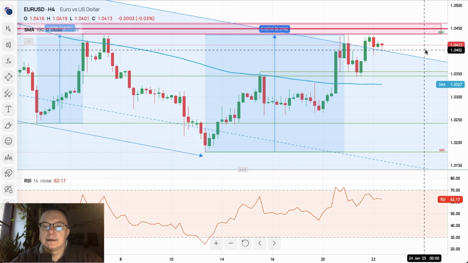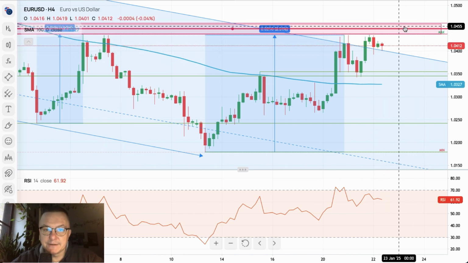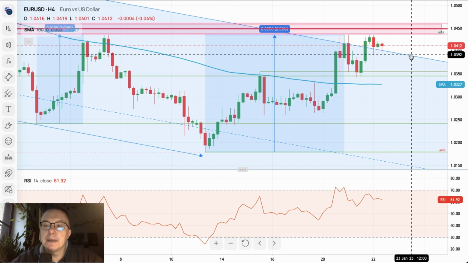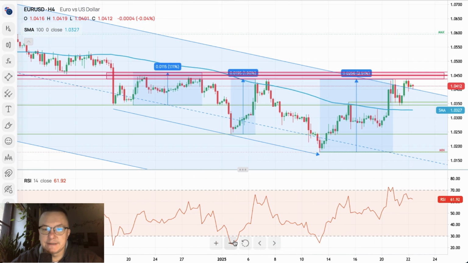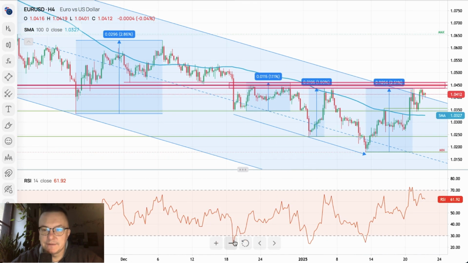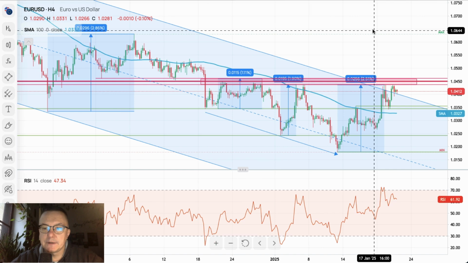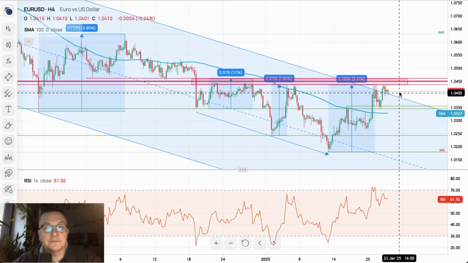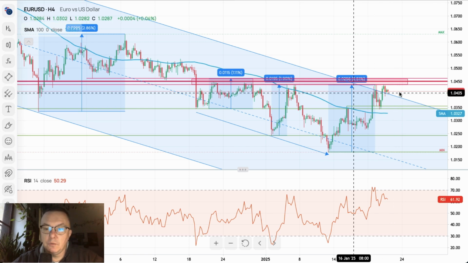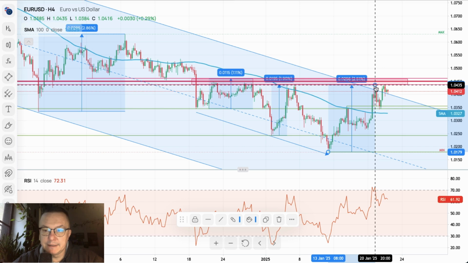So any breakout above this supply zone, as I was saying many times before, is very, very bullish, because once technical resistance is violated, supply zone is violated, the market is out of the channel, and it's above the 100 periods moving average. So stay vigilant, stay focused, and see how the market will react here.